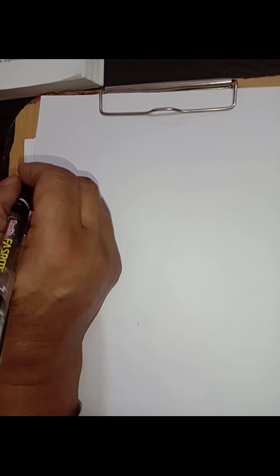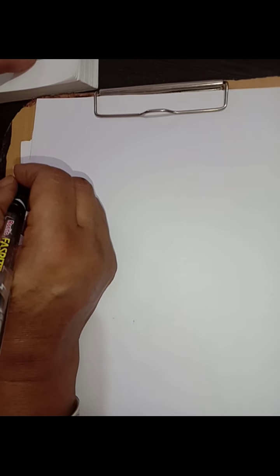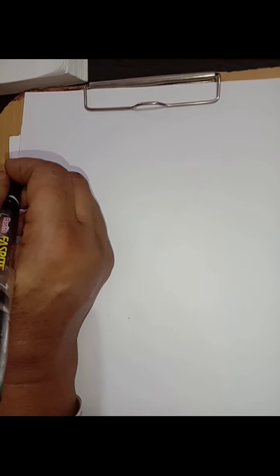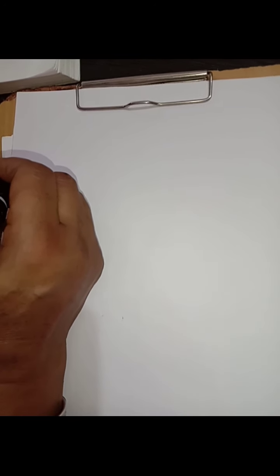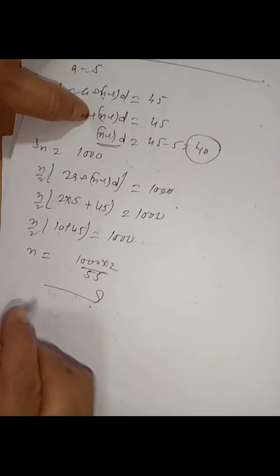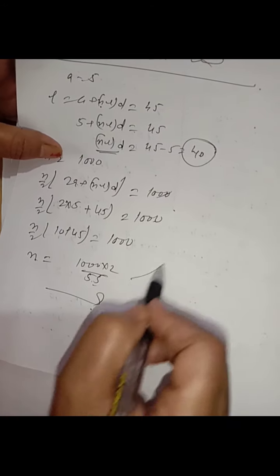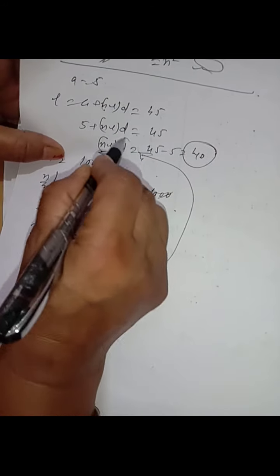Now question number 8, very important beta. Find the sum of all natural numbers between 250 and 1000 which are divisible by 9. In question number 7, find the number of terms, n, and then d. Put the value of n, and in the end you will put this value here and you will get the common difference.